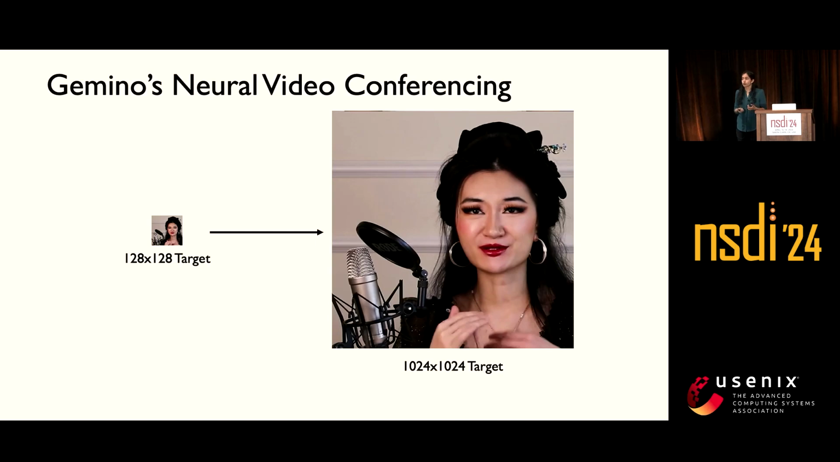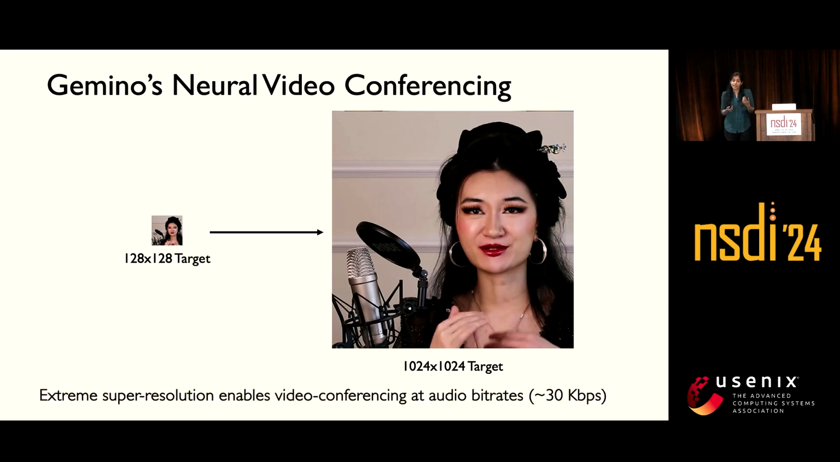To give you a quick sense of where these bitrate savings are coming from in Gemino, on the left-hand side, I show you a 128 by 128 target at scale that represents something that is actually compressed and sent over the network in our system. And the right-hand side shows you, relative to the left-hand side, the 1024 by 1024 target that is actually displayed on the receiver side. And this gives you a quick sense of the extent of upsampling that we're doing. This is 8x in each dimension. So we're extrapolating 64 pixels of information from one pixel that's actually available. And it's this kind of extreme super resolution that really enables video conferencing at audio-like bitrates.